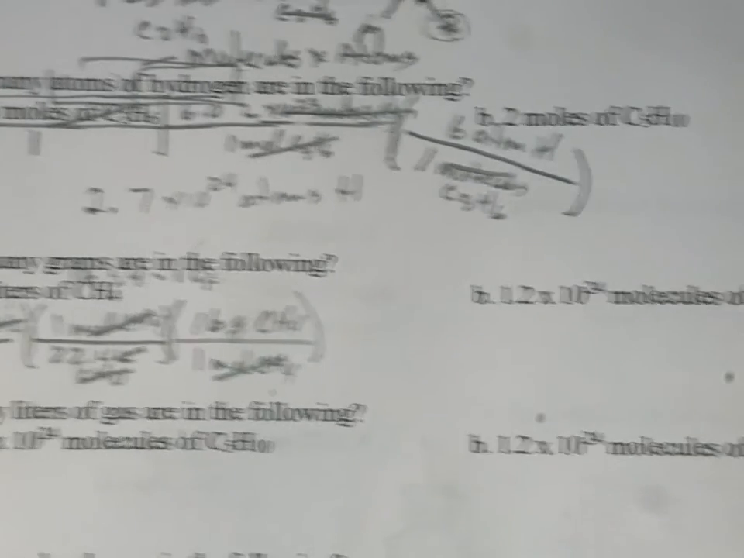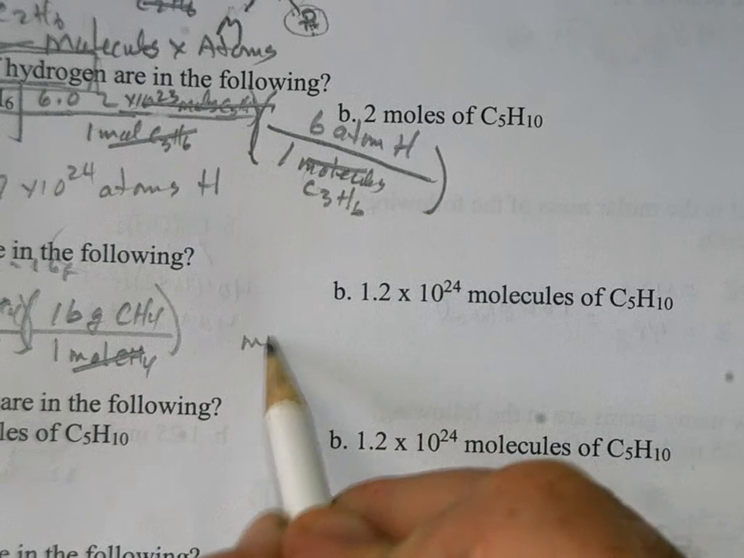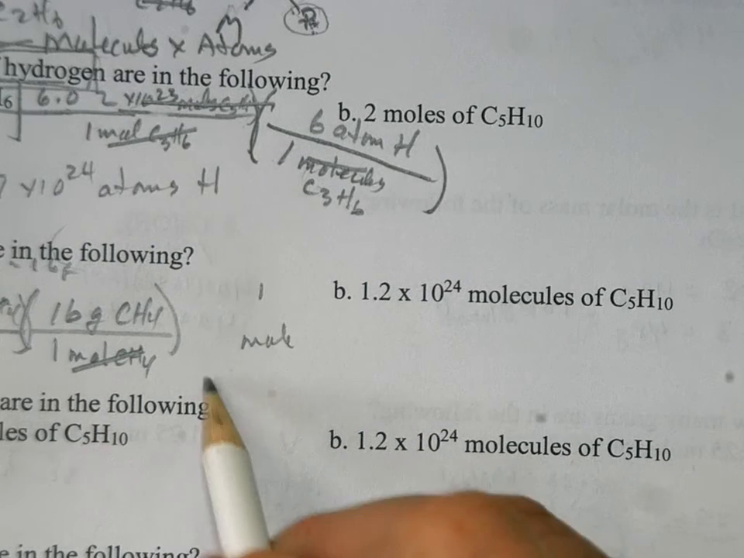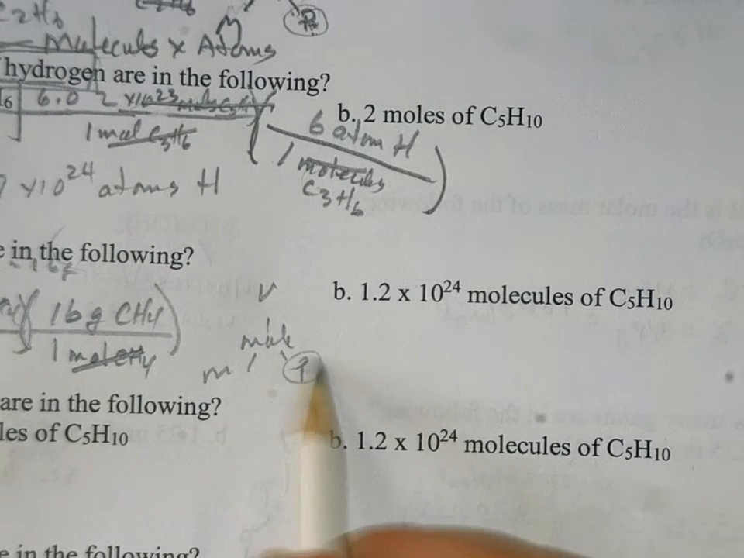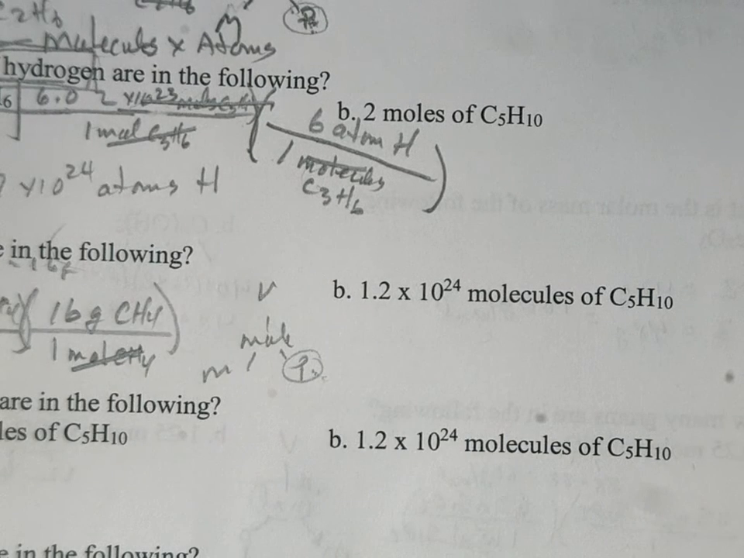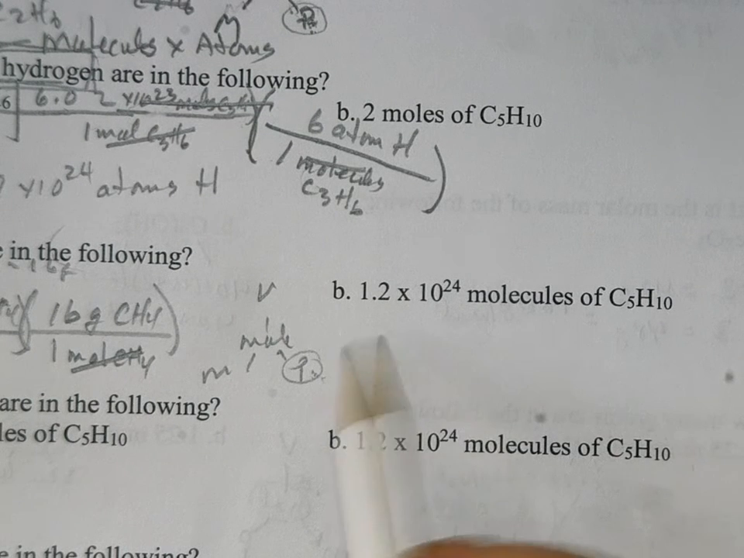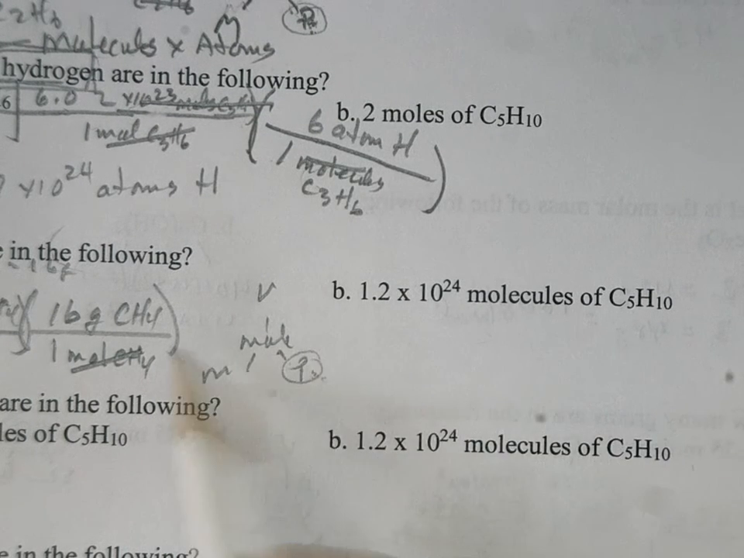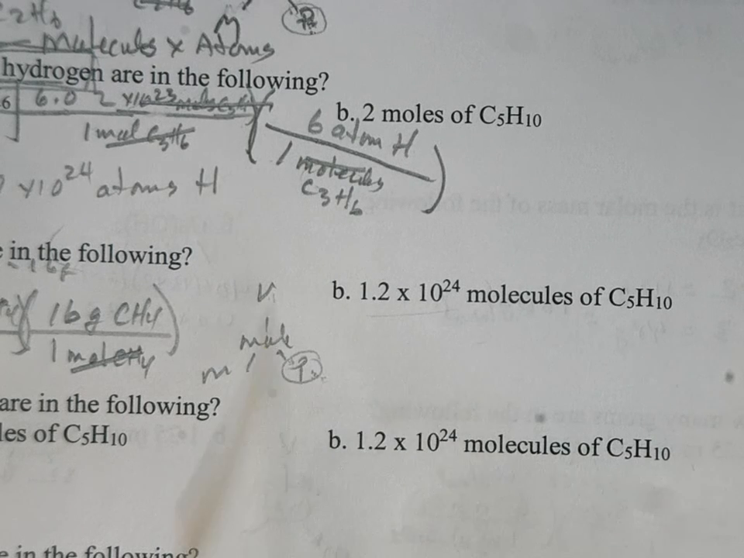For this problem over here, for part B, it's going to be a 2-step problem. We still have MVP, but this time you're starting here. This is where you're beginning. That's your given. You're going to turn it into moles by dividing by Avogadro's number, because that's how you convert there. And then you're going to multiply by the 22.4. So it's this number divided by Avogadro's number times 22.4.